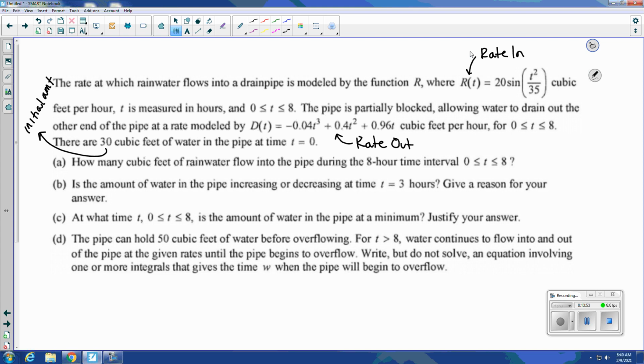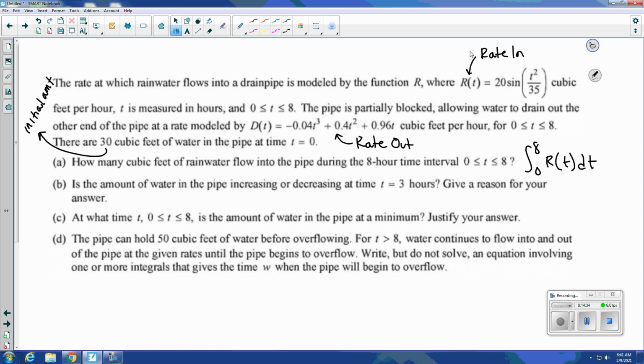So A, how many cubic feet of rainwater flow into the pipe during the 8-hour time interval? So we want to know how much is going in. So a total amount, how many cubic feet? So that's asking for an accumulation of the water that's going in. So to do that, we're going to integrate the rate in function. So to determine this, we're just going to say the integral from 0 to 8 of R of t dt. That will get us how much has flowed into the pipe over the course of this time. That's all it is. All we need to know is how much went in.